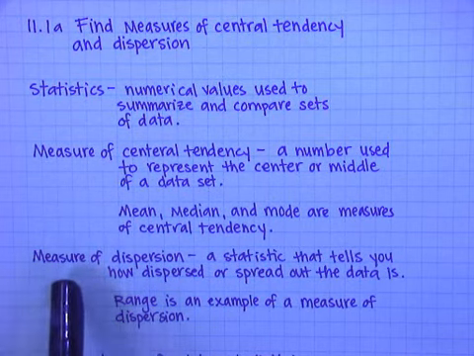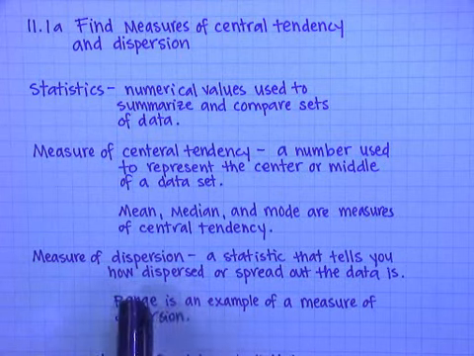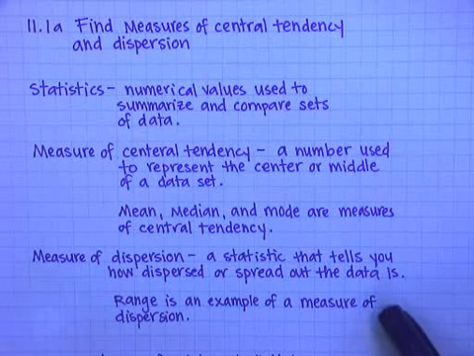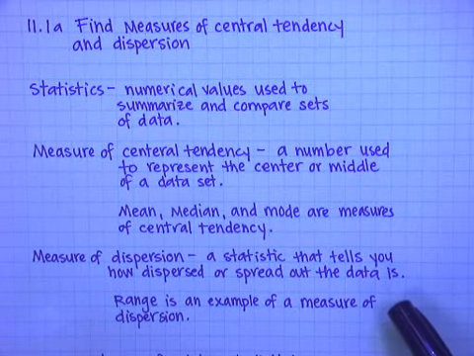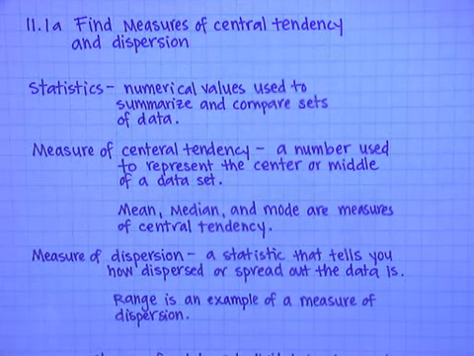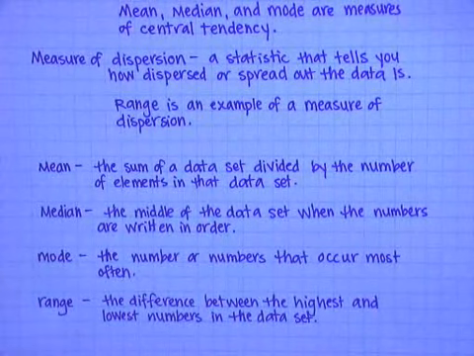The next vocabulary word is measure of dispersion. And that's a statistic that tells you how dispersed or spread out the data is. And so today in class we talked about how range describes how spread out the data is. And so it's an example of a measure of dispersion. Okay. And then obviously some ones that you've known for a while, but just to see them written out.